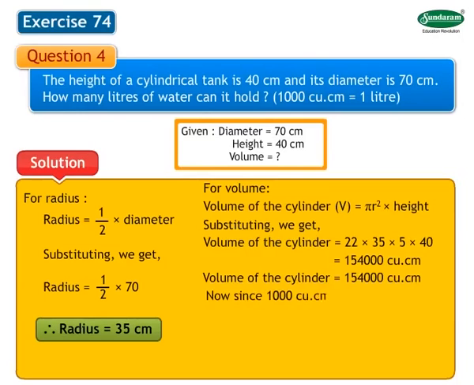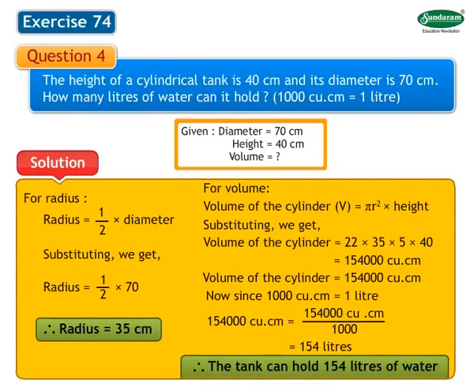Now we will divide the volume by 1000 because 1000 cubic centimeter is equal to 1 liter. Now since 1000 cubic centimeter is equal to 1 liter, therefore 1,54,000 cubic centimeter is equal to 1,54,000 upon 1000 is equal to 154 liters. Hence, the tank can hold 154 liters of water.